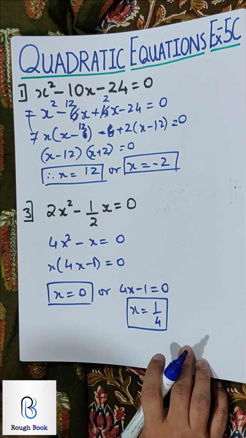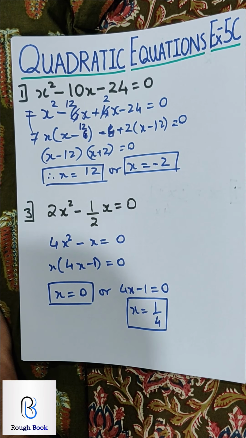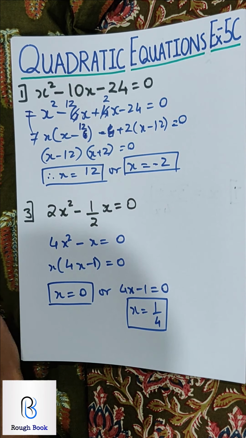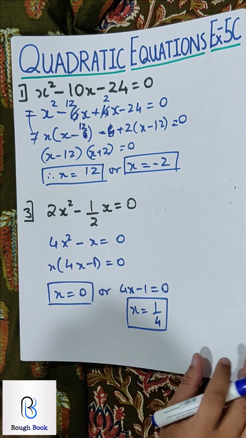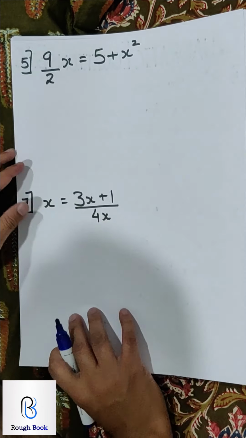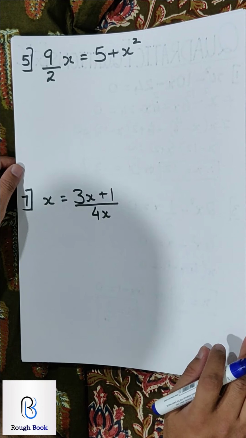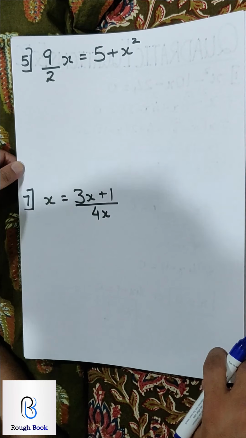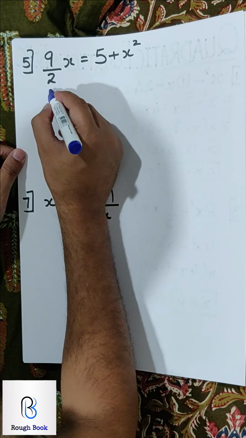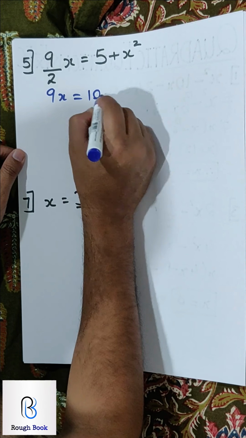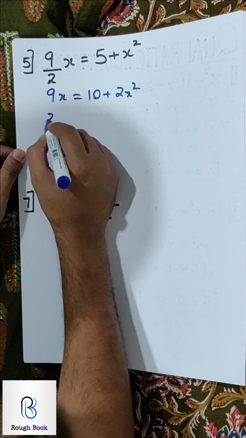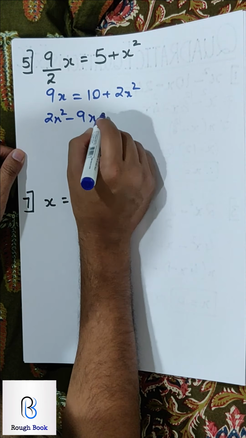Yeah, is everyone with me? 5C sum number 3, did you finish? Go ahead with 5C sum number 5, everybody. So let's see what's sum number 5 here. It's very simple. Again, take the LCM, go ahead, 100% you will manage to get the answer. So 9x equals to 10 plus 2x square. So 2x square minus 9x plus 10 equals to 0.